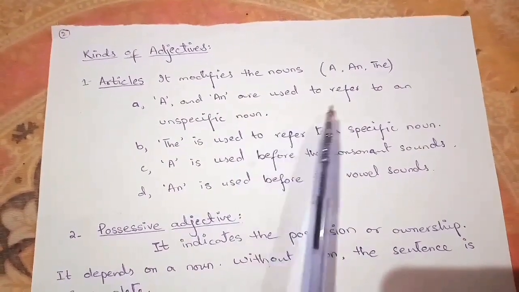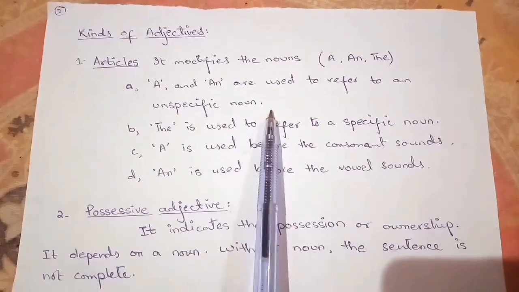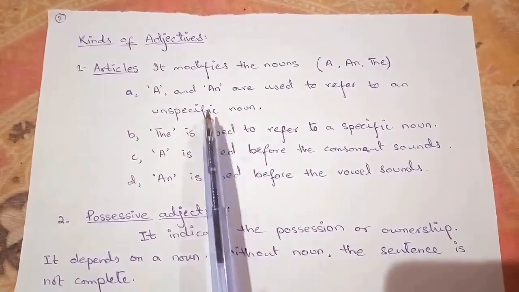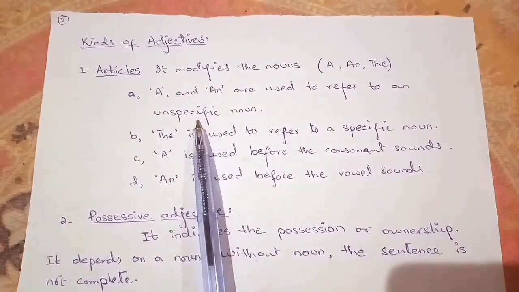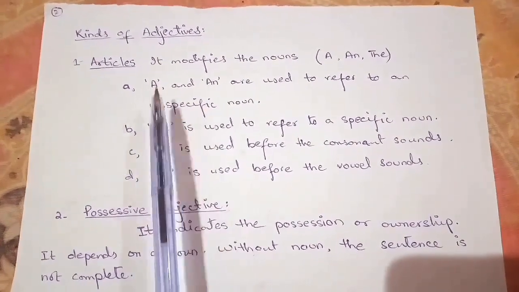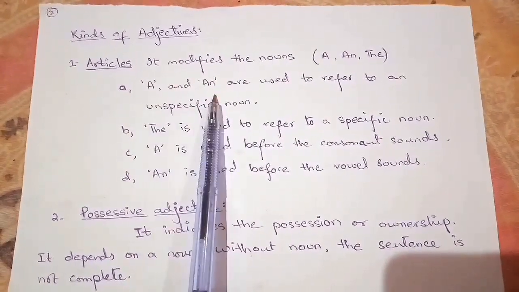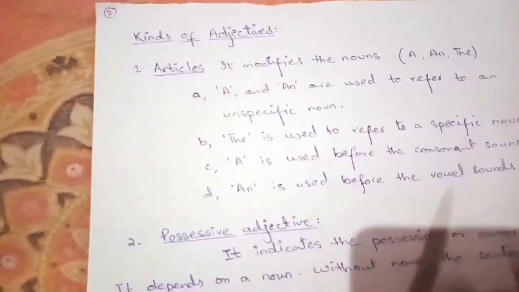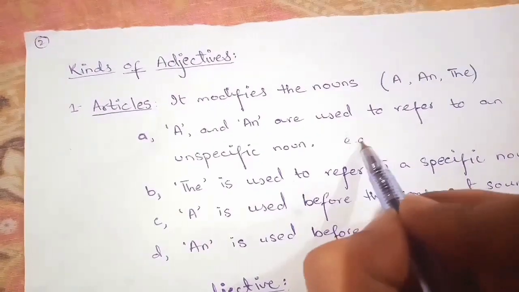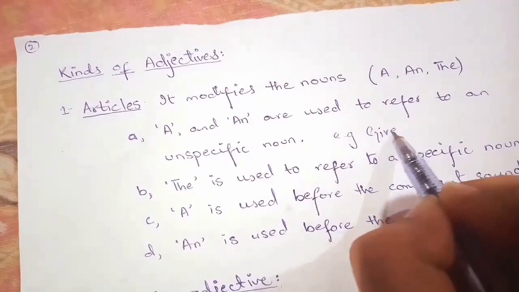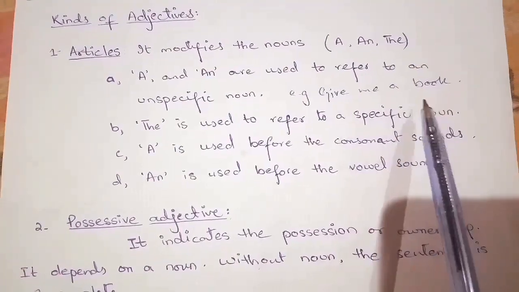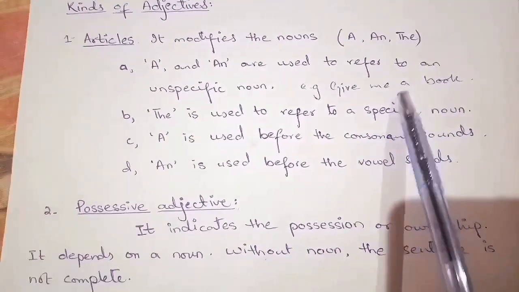A and an are used to refer to an unspecific noun. When the particular thing or the name of the special thing is not mentioned, then you have to write the word a or an before a noun. For instance, if I say, give me a book. Over here, I have used the word a.